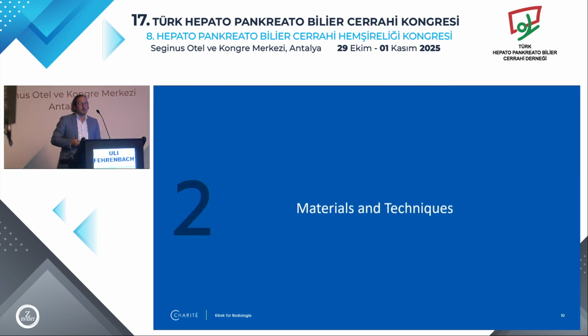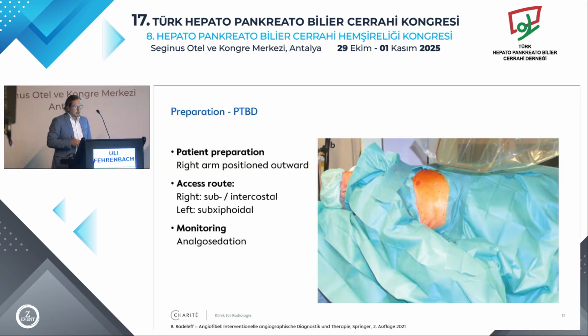How does it look like in the interventional suite? We prepare the patient like that. If we want to go to the right liver, we try to go subcostal or intercostal way. And for the left liver, it's right below the sternum. Most of the interventions will be done in analgosedation and not in general anesthesia.